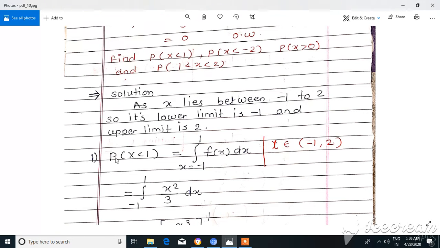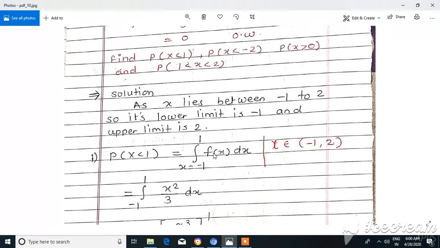Now if I want to find probability of x less than 1, I have to consider my function is defined from where to where? -1 to 2. And what have they asked me? Probability of x less than 1. So from -1 I have to consider till what? Till 1. So this is integration from x equals -1 to 1 of f of x dx. Why is this so? Because x lies between -1 to 2 and we have to find probability of x less than 1, so it is integration -1 to 1.